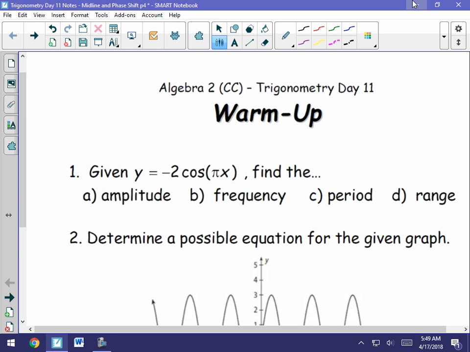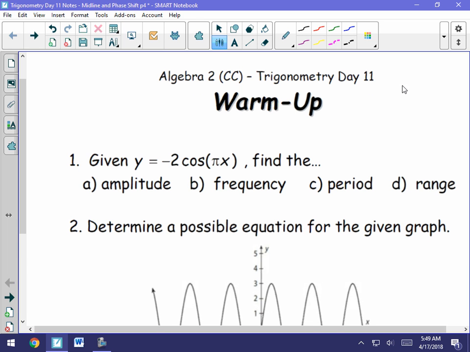This is trigonometry, day 11. We're going to start with this warm-up, just to review some of the vocabulary that we've been talking about. You can just do this along with me, starting with when they give us a function to find the amplitude, the frequency, the period, and the range, just to review that.